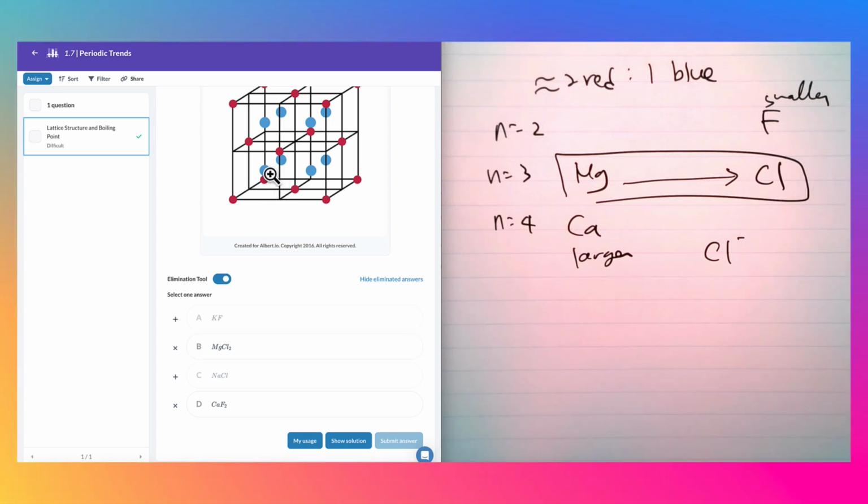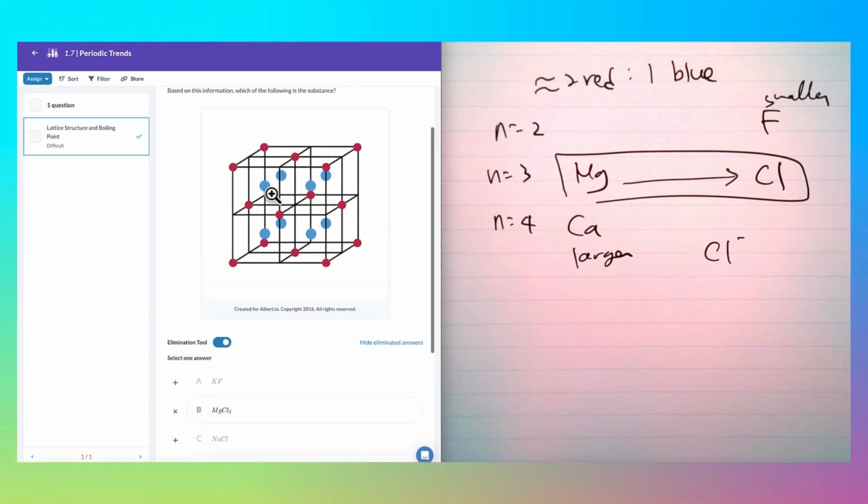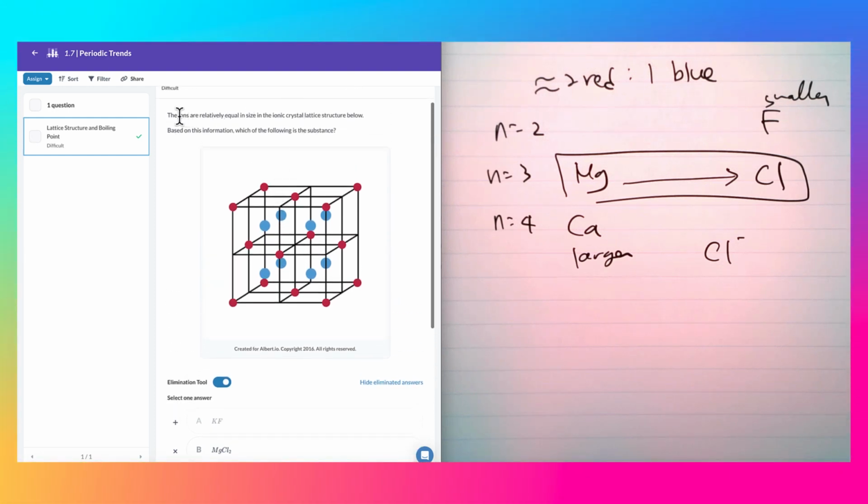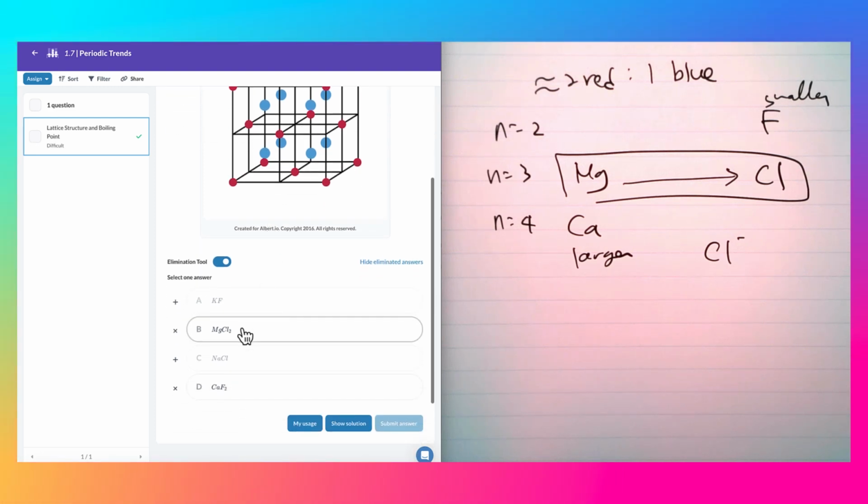So based on the figure, since they do seem to have the same size, and they also said here that the ions are relatively equal in size, choice B makes the more practical solution.